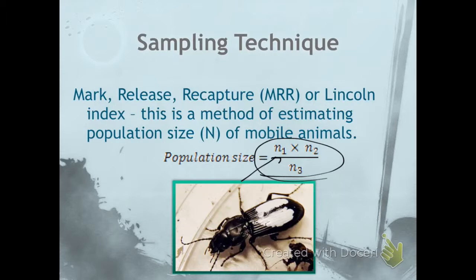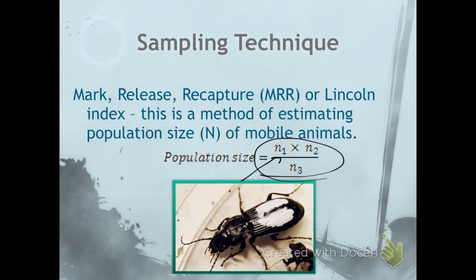Lastly, you need N3. N3 is the number of organisms that were caught both times. What that means is any organism that was caught in the N2 sample but that already had a mark on it will be considered in the N3 value. So I mark them, that's N1, and then release, and then recapture, which is N2, and then multiply those numbers together and divide by the number that were caught in both samples. And this will give me an estimate of population size.